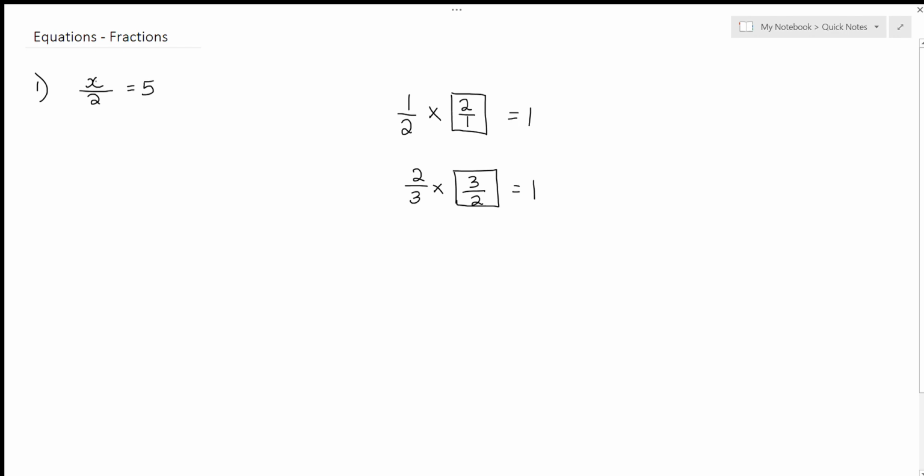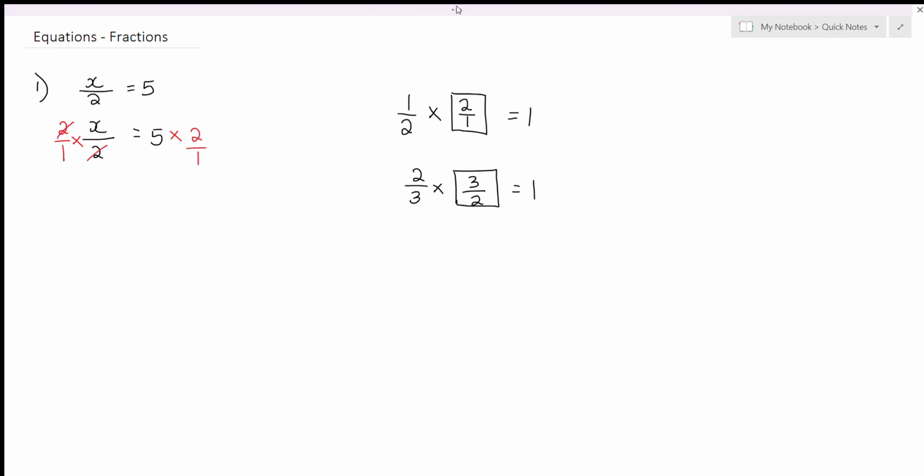So for example, number 1, we have x over 2 equal to 5. So x over 2 is the same as 1x over 2. And so I'm going to rewrite what we have here. We have x over 2 equal to 5. So if I wanted to get rid of the fraction on the left-hand side, I will multiply by its inverse, which is 2 over 1. And therefore, I will multiply the right-hand side by 2 over 1. And that would cancel out.